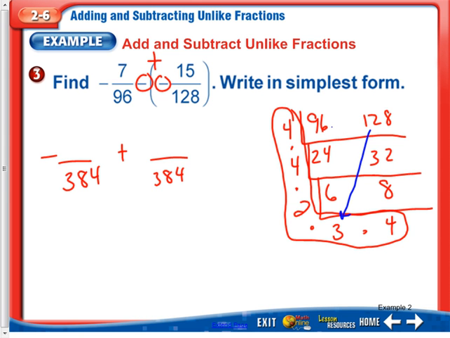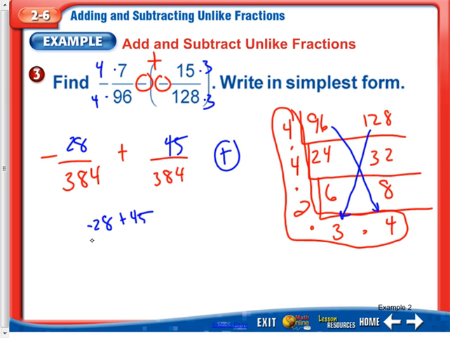And you could check that with your calculators if you want, and you could do 96 times 4. So if we multiply by 4 down here, we also have to multiply by 4 up there, so we're going to get 28. And here we multiply by 3, so I'm going to have to multiply by 3 right there. So we're going to get 45 as the numerator. Now, looking at both of these, I know my answer is going to be positive because 45 is greater than 28. So I can write negative 28 plus 45 all over 384.